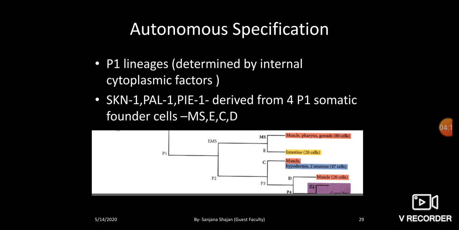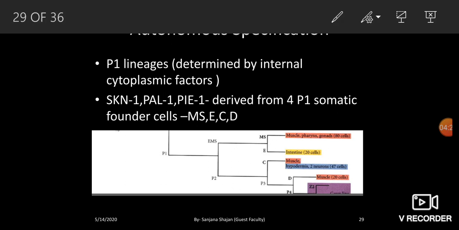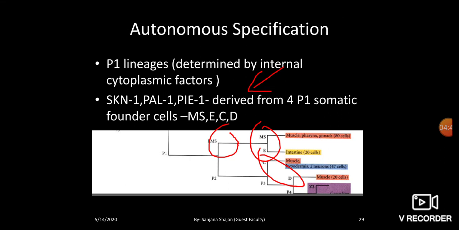Here you have three transcription factors, SKN-1, PAL-1, PIE-1, which are derived from the four P1 somatic founder cells, that is MS, E, C, and D. Again, for a recap, you have the founder cells MS, E, C, and D. These transcription factors are derived from these founder cells.